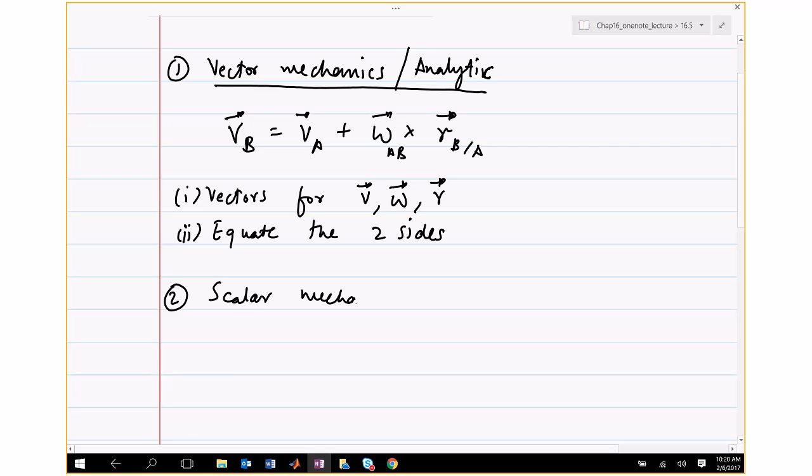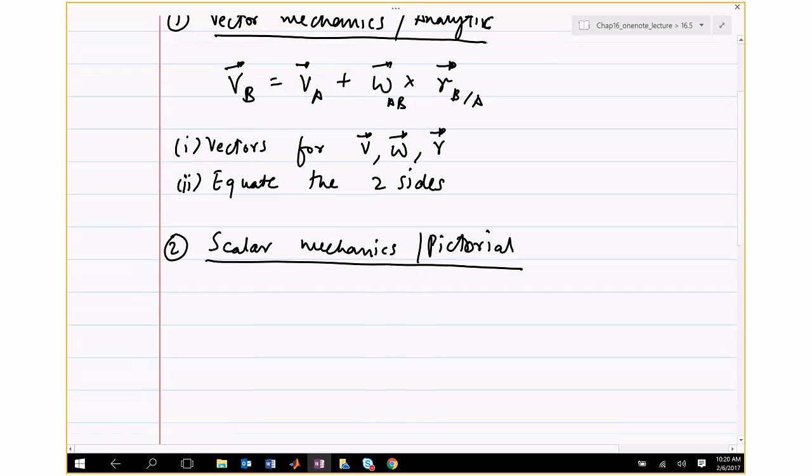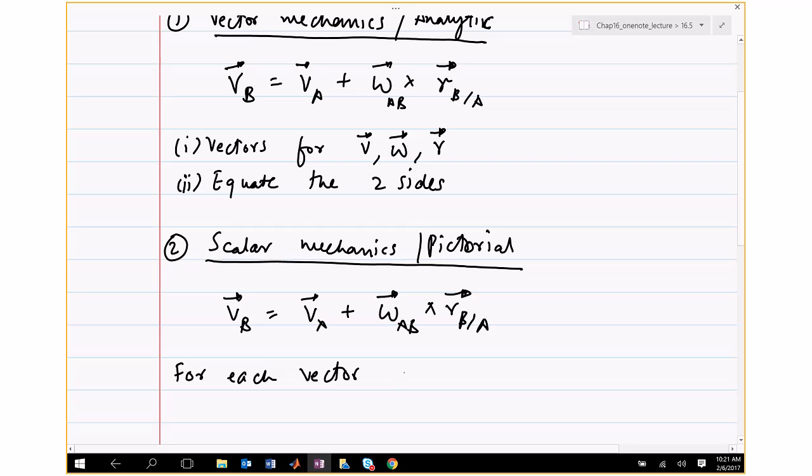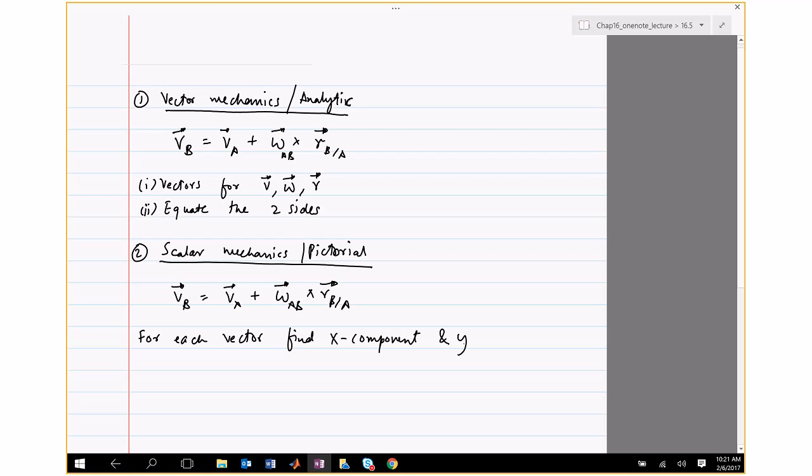Scalar mechanics, or I would call that pictorial, where what you do is you write the same formula, but you visualize what that formula really means. So what you do is you find, for each vector, the x component and y component separately. So this is how you might have learned dynamics in, say, high school, where you resolved forces in the x direction and y direction. Right? You resolve force in the x and y directions and equated them.